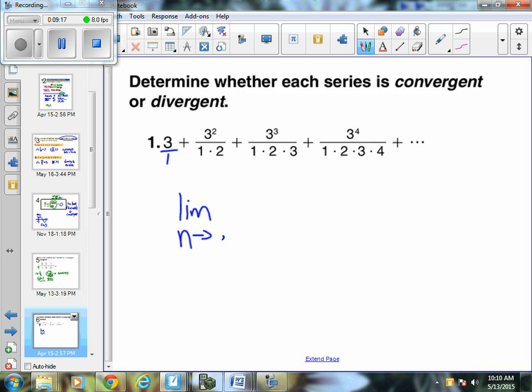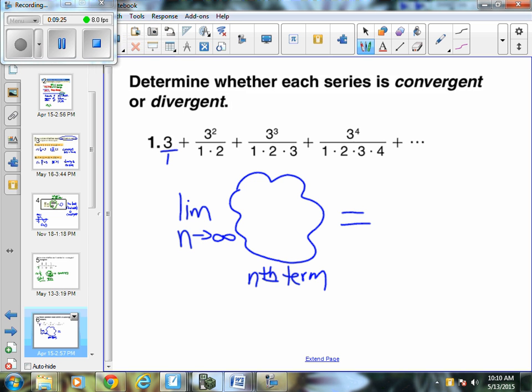So the limit as n approaches infinity of. We're going to go ahead and write in this little bubble here what the formula is for the nth term. And we're going to see what that's equal to. Is it approaching something? Does it have a limit? Convergent. If it doesn't, divergent. So what's going on the top? Well, it looks like we have powers of 3. So that would be 3 to the first, 3 to the second, 3 to the third, 3 to the fourth, 3 to the n.